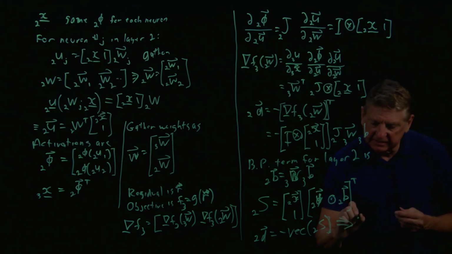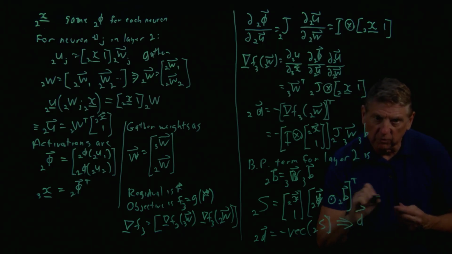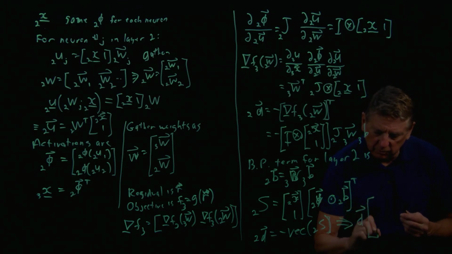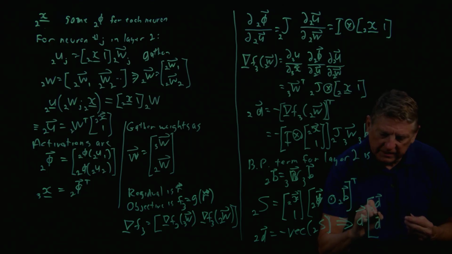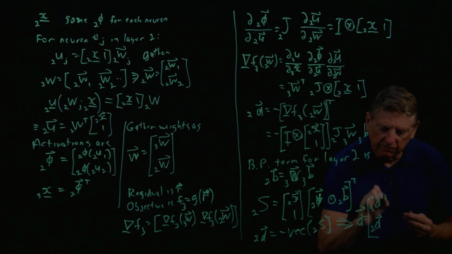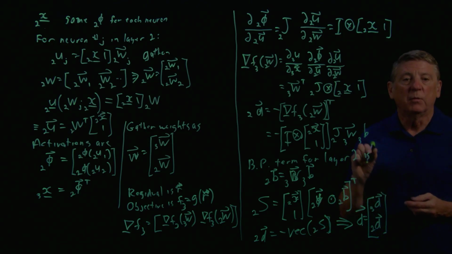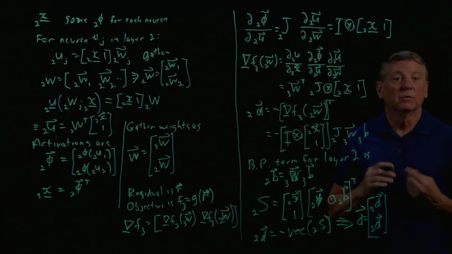And finally what we get is that the descent vector for the entire artificial neural network is the descent vector for the output layer augmented with the descent vector for the hidden layer, and we now have the descent vector for the whole thing.